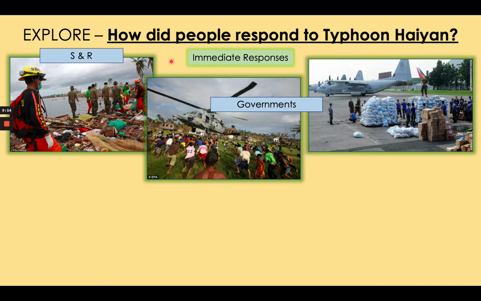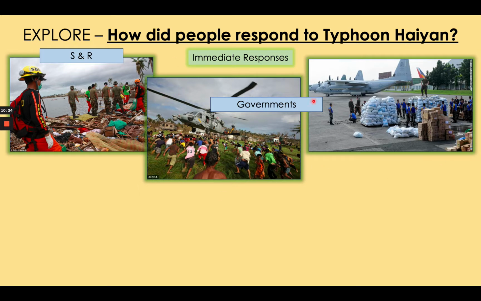This helicopter was so important in the Philippines because the Philippines is made up of more than 1,700 islands, islands that were cut off by Typhoon Haiyan, meaning that normal vehicles, such as ambulances, and boats that were destroyed by the storm surge were unable to rescue people or provide aid. And so these helicopters provided a vital source of aid and relief to people on cut-off islands, as you can see here, where they're providing food.